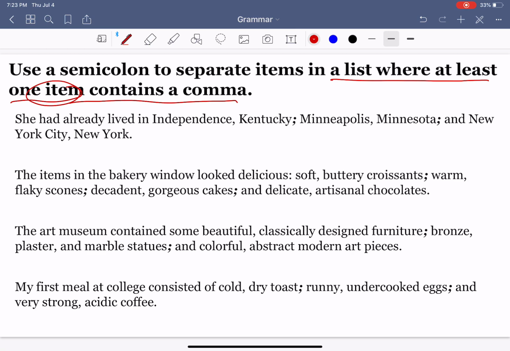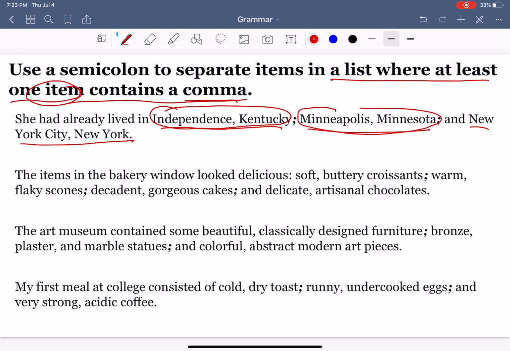So here are some examples about how to use that. She had already lived in Independence, Kentucky; Minneapolis, Minnesota; and New York City, New York. So the items in this list are cities. And you notice that the items have a comma in it, just like the requirement says. It says use a semicolon to separate items in a list where at least one item contains a comma. You can see that each item here contains a comma.